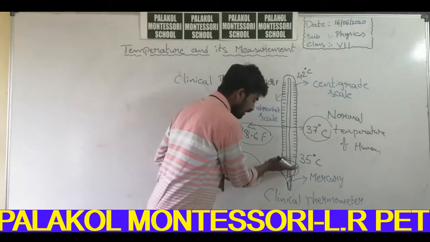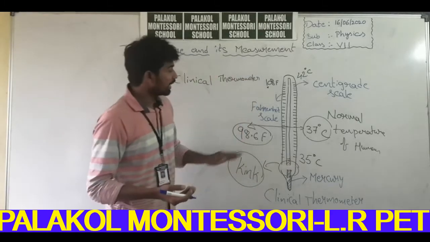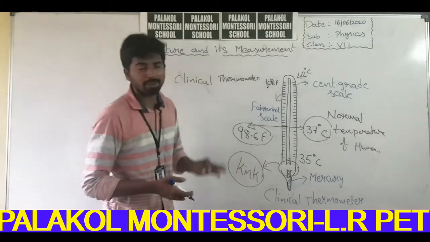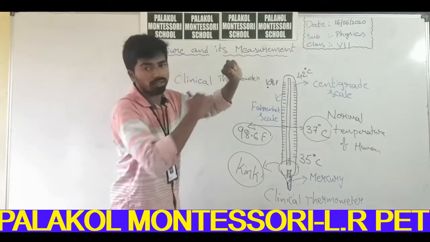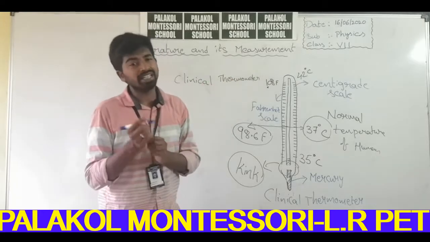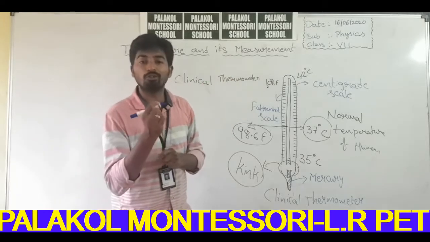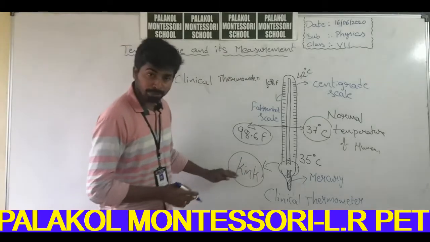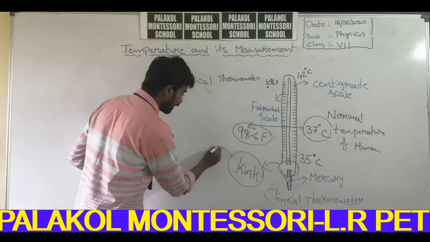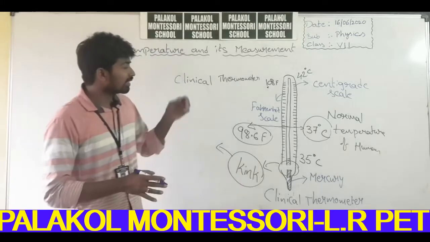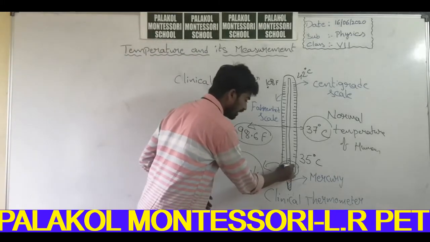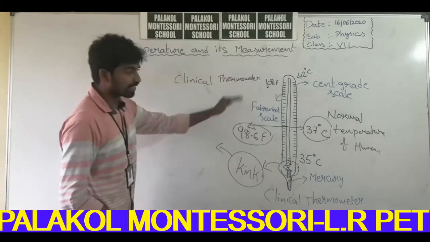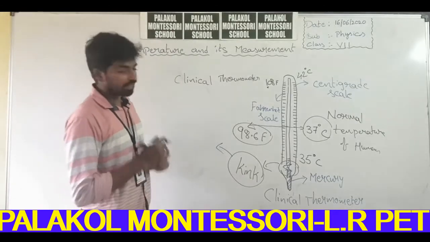Just assume that it is designed as a straight narrow tube. What will happen after removing? The mercury level falls down, so you may get incorrect readings. To avoid that error, a kink is present there. What is the purpose of the kink? It is a very important point. The clinical thermometer consists of a constriction, which we call a kink, a curved structure in the narrow tube of the clinical thermometer.